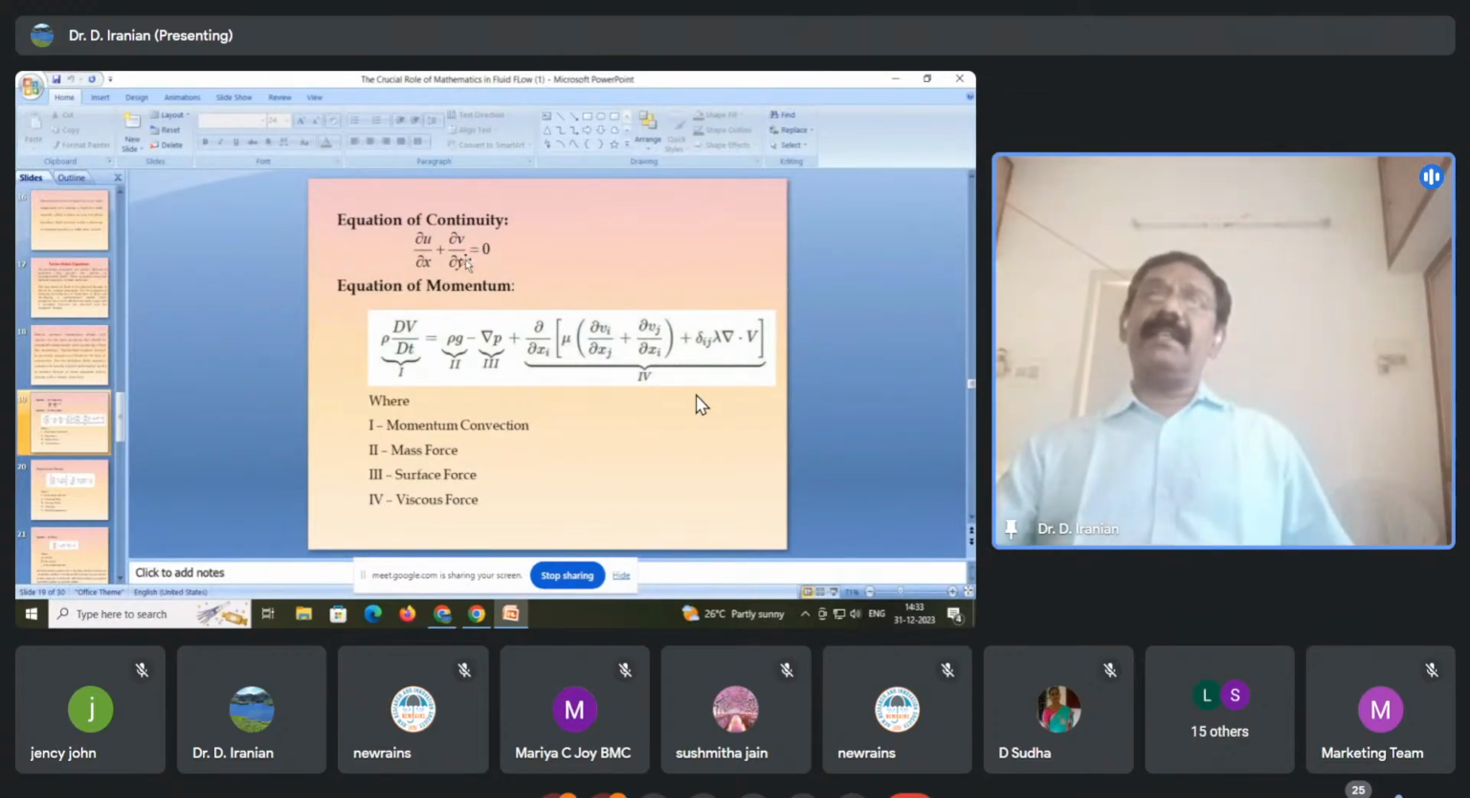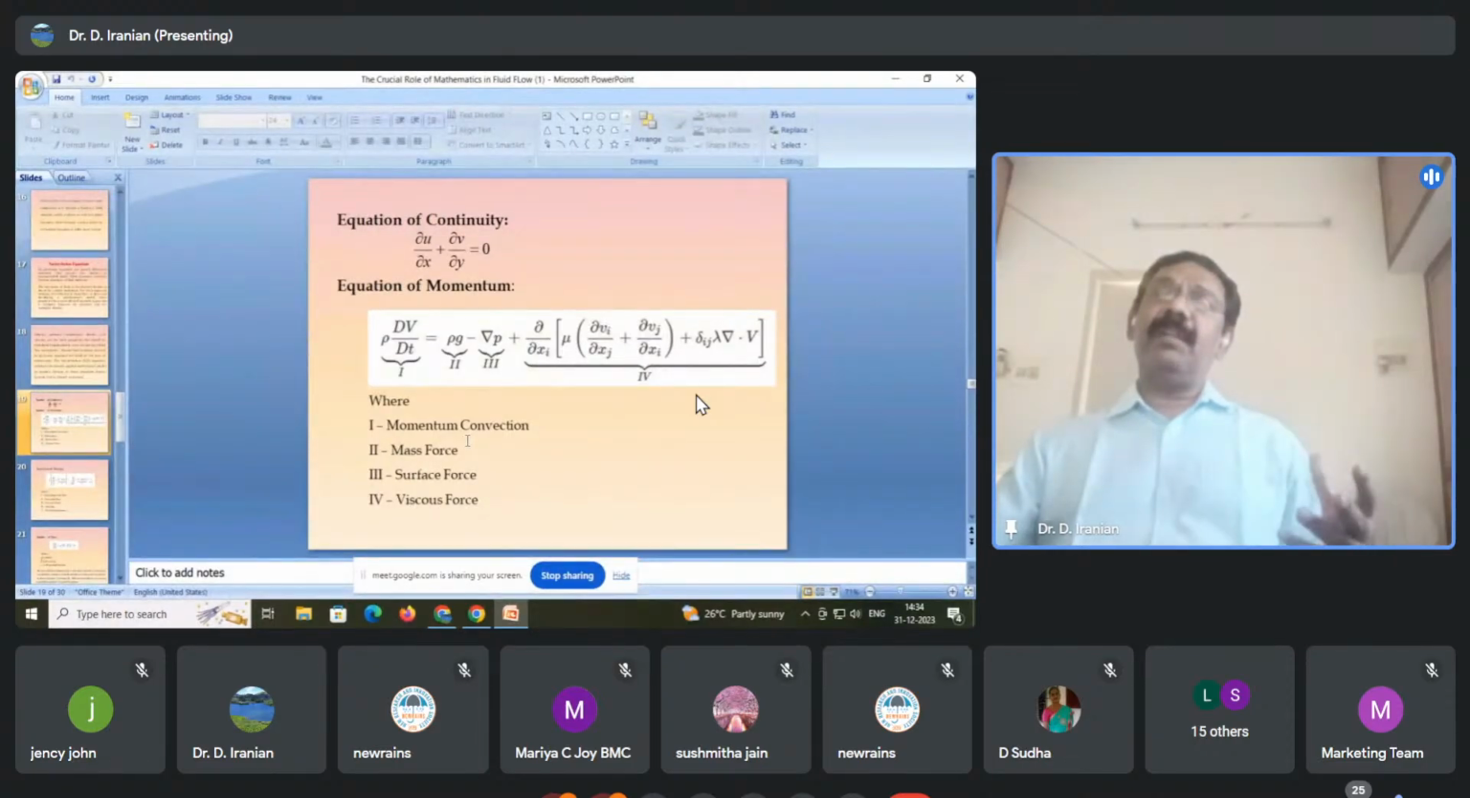So this is the example for ∂v/∂x + ∂v/∂y = 0. This is actually a two-dimensional equation, so we are considering two-dimensional geometry. This is a continuity equation. Next, the equation of momentum.